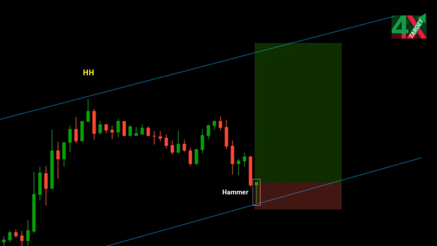A buy entry is taken at the close of the hammer candle. The stop-loss is placed just below the low of the hammer to protect against false breakdowns. The take-profit target is set near the next projected higher high within the ascending channel, aligning with the trend's natural structure.